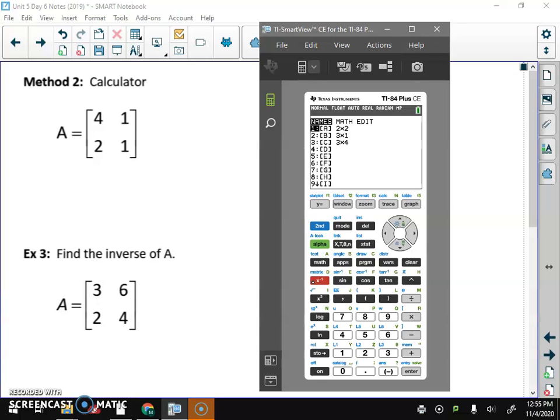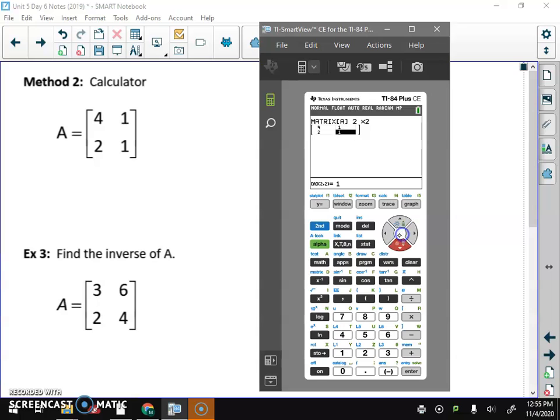So I'm going to edit matrix A. So I go over to edit. 1 is highlighted. I hit enter. And A right now is a 2x2. If it wasn't, I would just change it to a 2x2. And there's my numbers. 4, 1, 2.